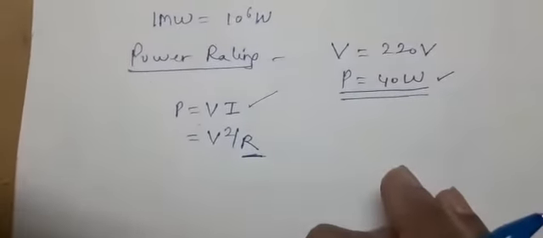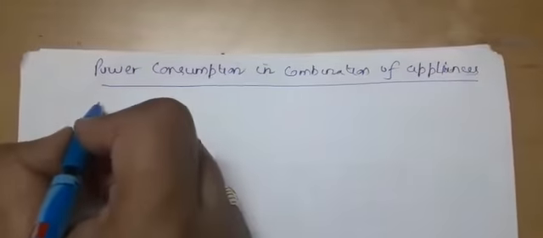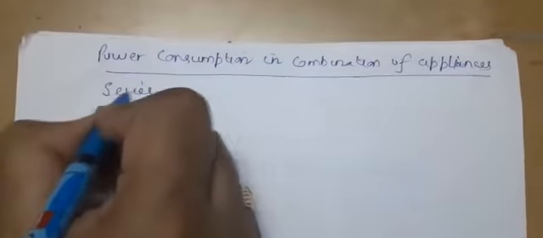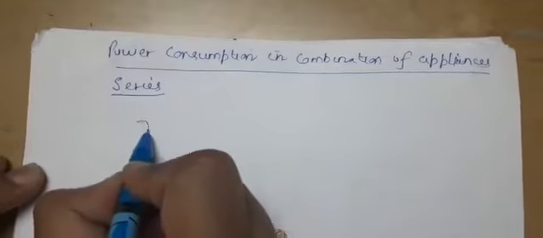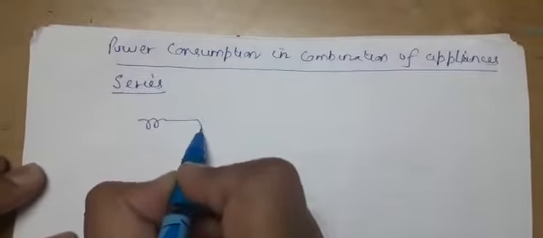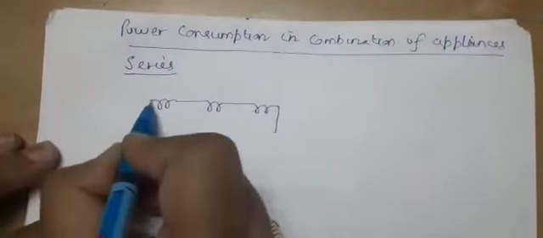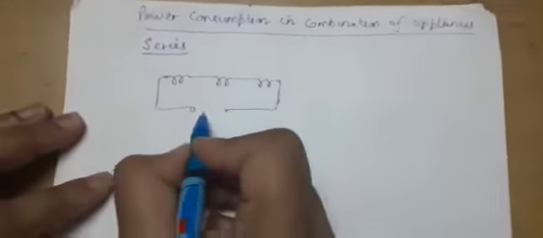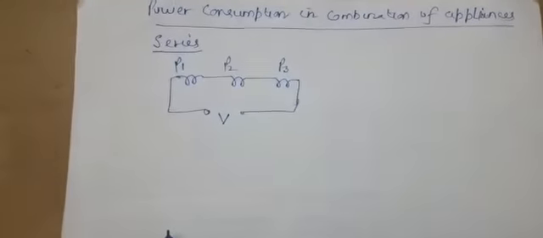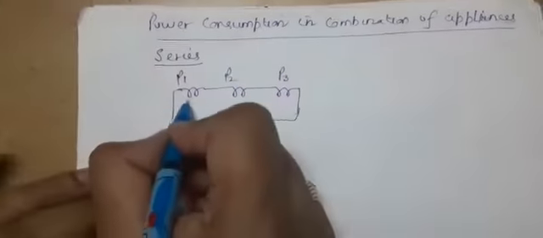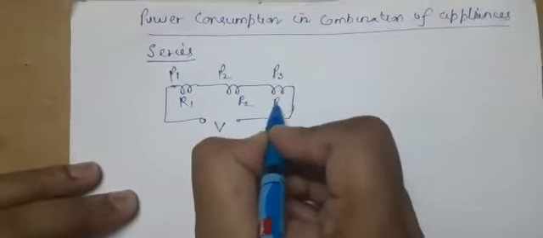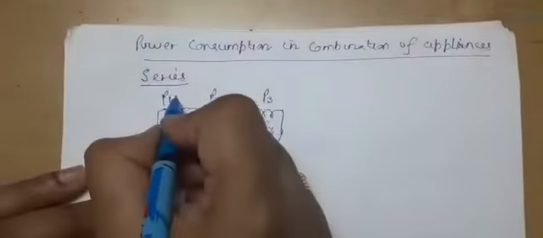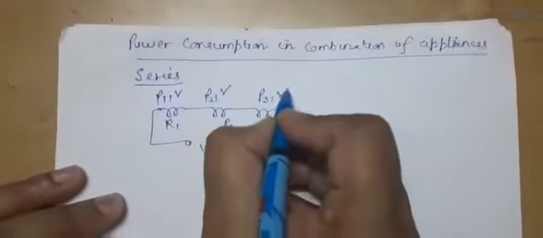Next, power consumption in a combination of appliances. Here the appliances are connected in series. You can take a number of electric bulbs or resistances connected in series to a particular voltage. Let P1, P2 and P3 be the powers of the resistances R1, R2 and R3, operated over the voltage V.